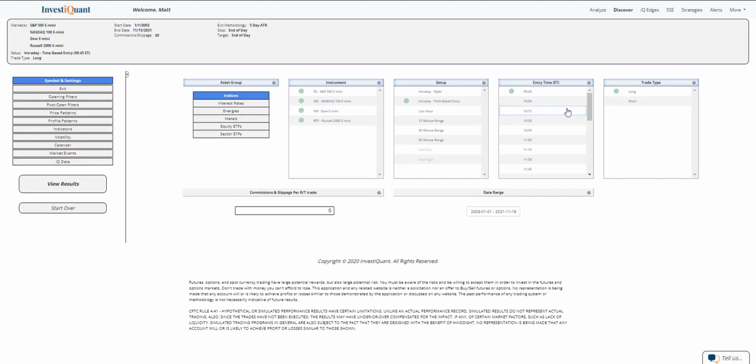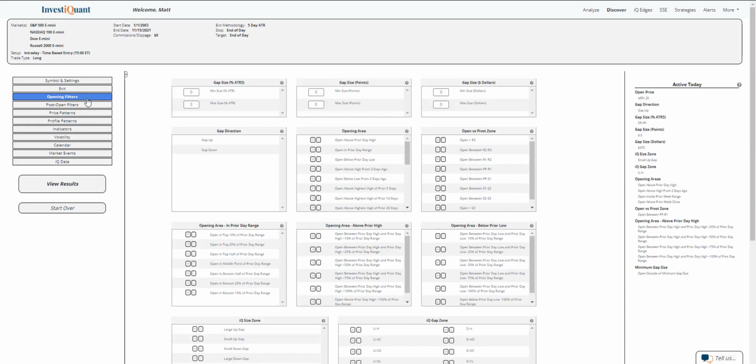So let me go ahead and set this up. We'll use a 3 p.m. entry for this. It'll be set up as a long trade that enters the market at 3 p.m., exits at 4:15. This morning, we opened above the prior day high. I'm going to add that from the opening filters, opening area. I'm going to hit equals next to open above prior day high to add that piece of context to it.